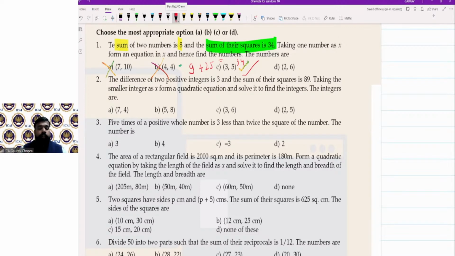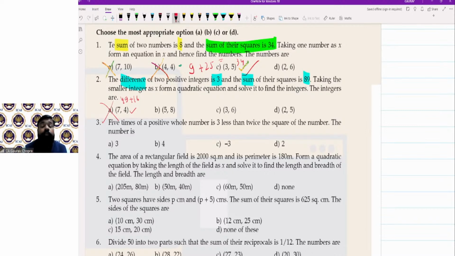Similarly, you can try question number 2. The difference of two positive integers is 3. This is the difference and their sum of squares is 89. Sum of squares is 89. Then find the integers. We have to find out the integers. So check the first condition. 7 minus 4 is 3. First condition verified. Now sum of squares. 7 square is 49 plus 16. It is not 89. Option A will be rejected.